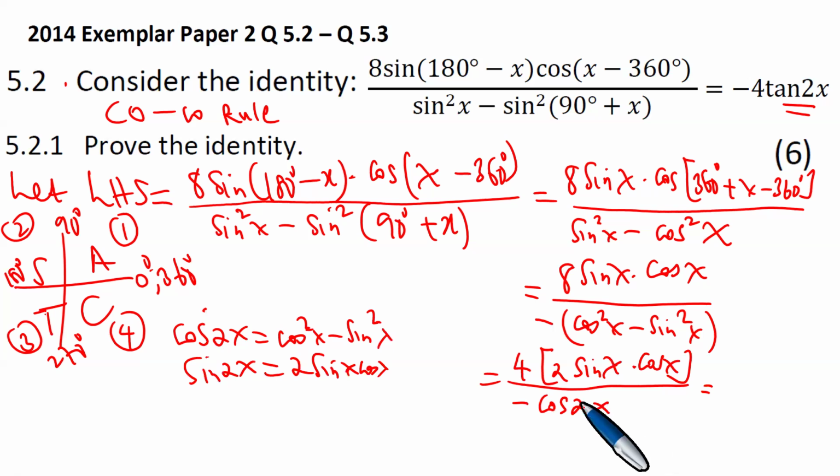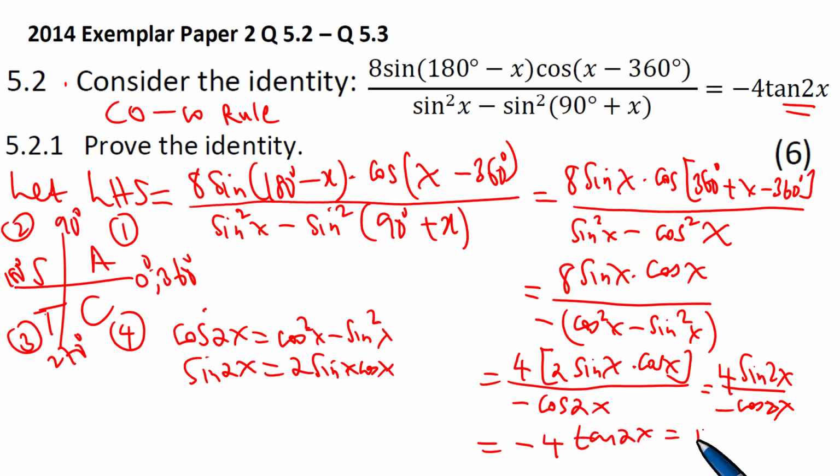Okay, this is sine 2x, with cosine 2x in the denominator. And we said that 2 sine x cosine x is the same as sine 2x, so this is exactly 4 sine 2x divided by minus cosine 2x, which is minus 4 times what? Sine 2x over cosine 2x. Sine over cosine is the tangent of 2x, and this becomes our right-hand side.